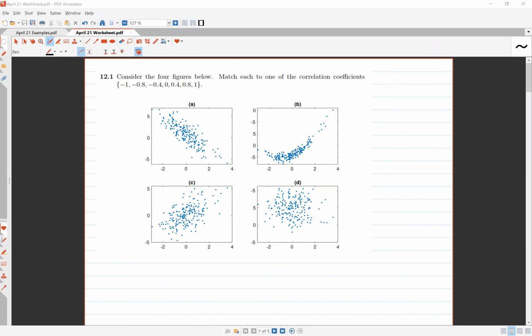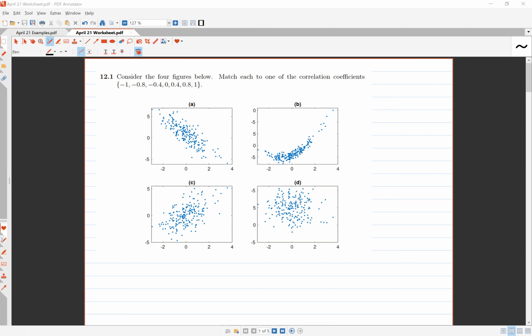We're looking at some content from chapter 12 this week, looking at measuring the extent to which two variables are linearly related to one another. And the measure we use for that is the correlation coefficient, sometimes also called Pearson's correlation coefficient. So our first example today is just about developing some intuition around this.